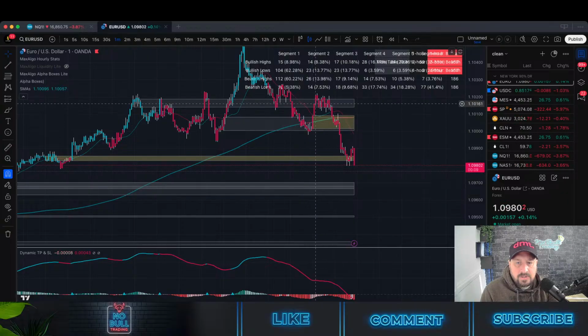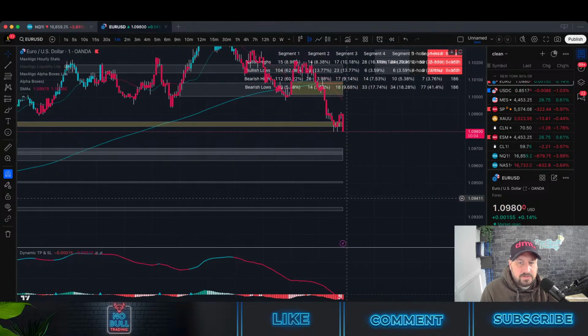So here's our current hour. Coming onto the 0 line. Under the 4 hour.